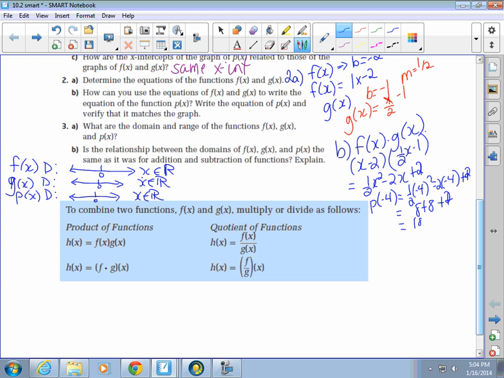The only thing to remember with quotients, because you have that denominator, is that g of x cannot be equal to 0. You can't have a 0 in your denominator. The x could be a 0 value, that's why I had to change that. But when you find the function g of x, if it equals 0, then you can't use it.